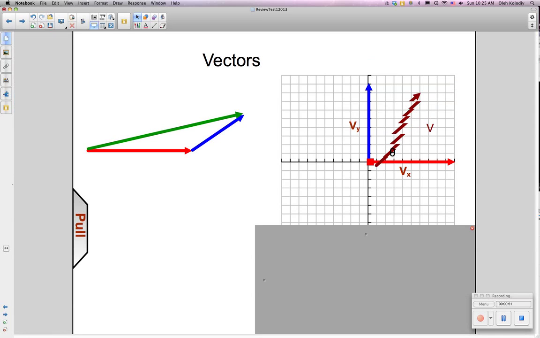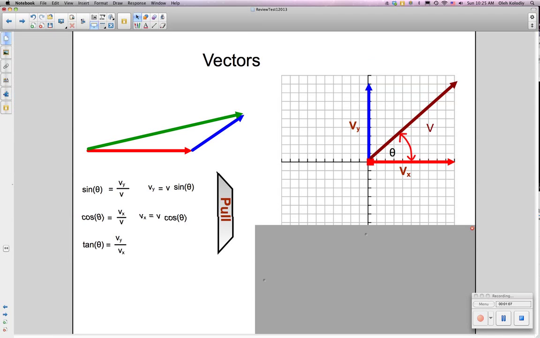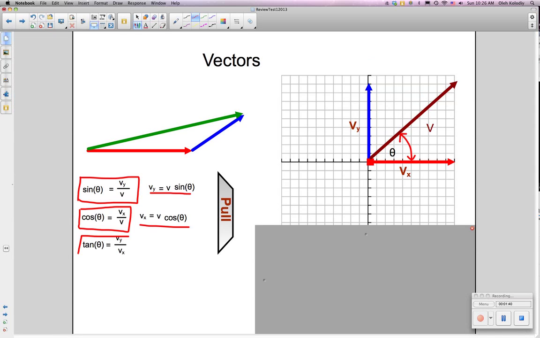For example, the sine of this angle theta is equal to opposite over hypotenuse, so it's vy over v. Solving this for vy, we get vy equals v sine of theta. Similarly, the cosine of the angle theta on that triangle is adjacent over hypotenuse. Solving that for vx, we get vx equals v cosine theta. Also, if we know vx and vy, we can find the angle using the tangent, which is opposite over adjacent, or vy divided by vx. So if we have a vector v, we can actually replace that vector with its components. It turns out that very often it is easier to work with the components than to work with the original vector.